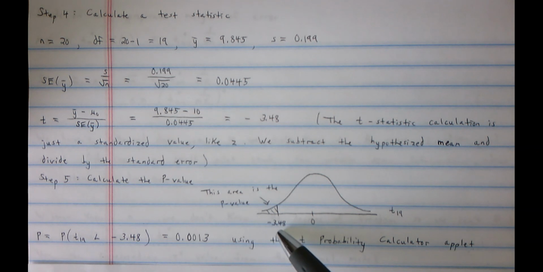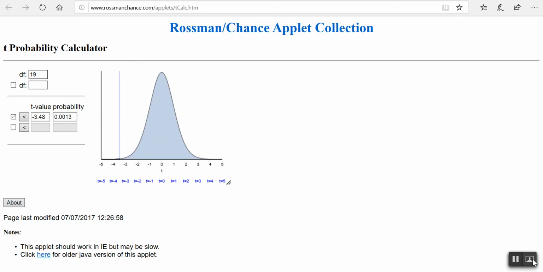I want to know the area under the curve to the left of this. That area is our p-value, and we can use technology to calculate this for us. We have what's called a t probability calculator. I've got a link to this in our Canvas page. So I'll switch over to that applet.